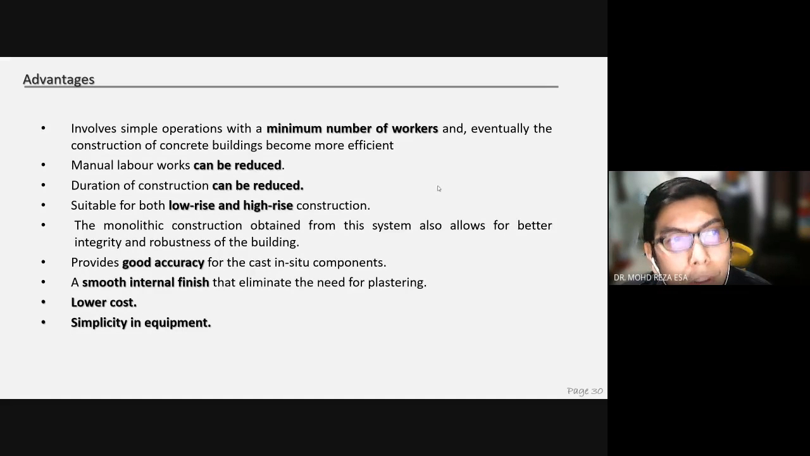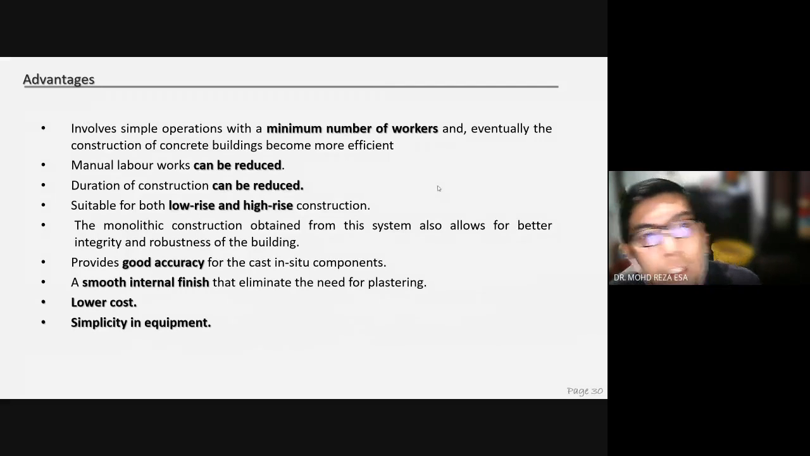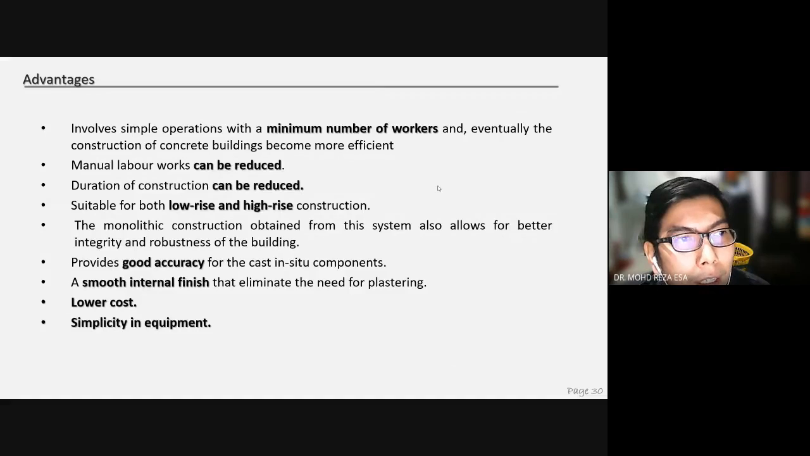Especially on concreting work, you boleh reduce a lot of site labor. Again, duration of construction can be reduced as well. So lebih fast, lebih cepat.